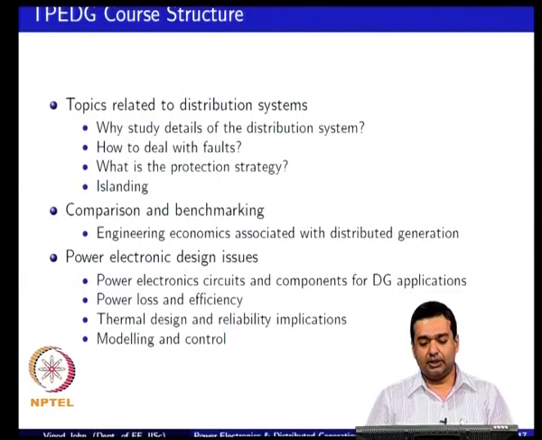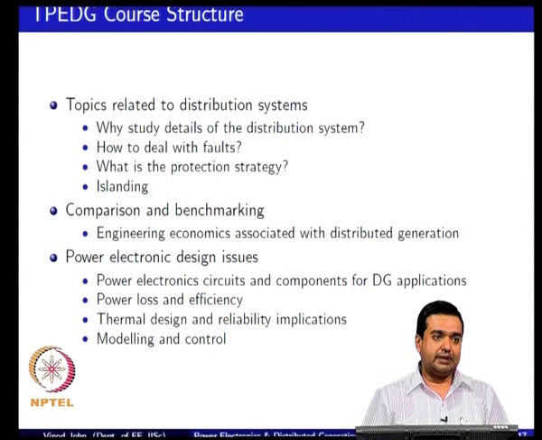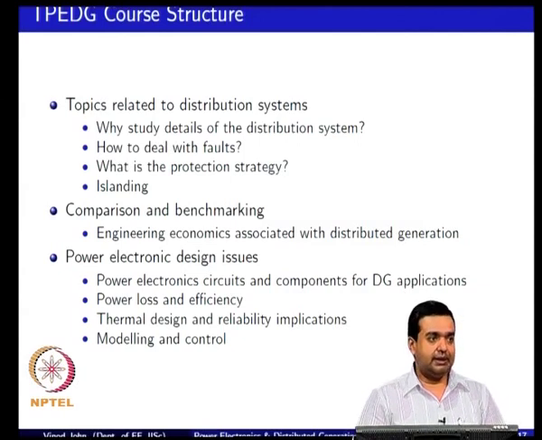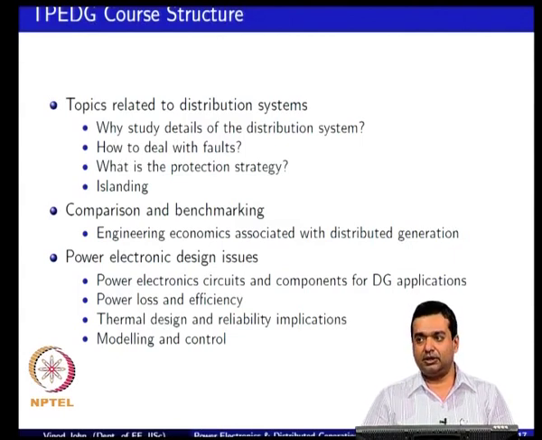The third part of the course is related to the power electronic design issues, where we look at the power electronic circuits for distributed generation applications. We will look at single phase, 3 phase, different topologies, the basics of the topologies and the components that go into a typical power electronic circuit. And the components that would go in a typical power electronic circuit, they are essentially inductors, capacitors and switches. You would not intentionally put a resistor in a power electronic circuit because it is a dissipative source.